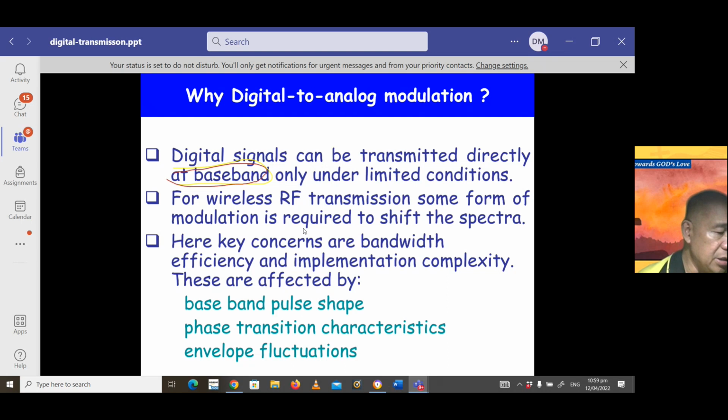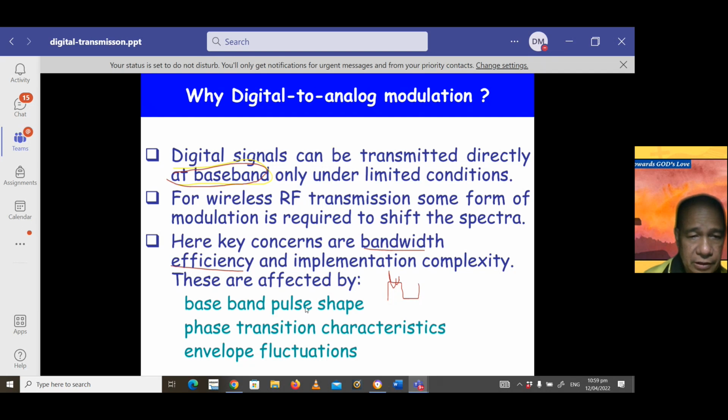Now, in digital, the noise here, we call it error. In analog, the noise is noise. The key concerns are bandwidth efficiency and implementation complexity, kasi apektado sila ng pulse shape. Kasi if this is being disturbed by unwanted signal, which is error or noise, nagbabago na yan. Apektuhan siya. Kaya we have pulse recovery.